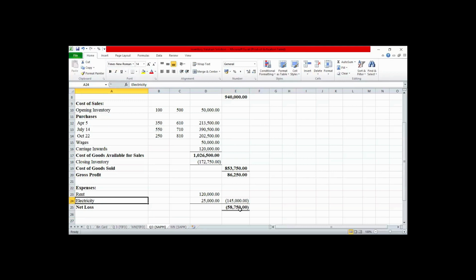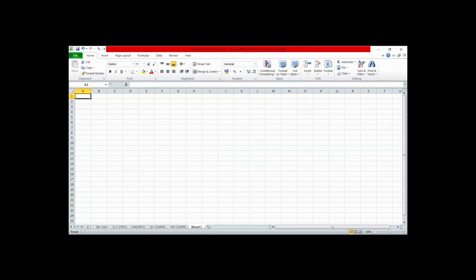So my question is, why do we have to add wages and carriage inwards to purchases for us to arrive at the cost of sales? They are direct expenses. Okay. The same question they asked in the last class, in my physical class. Let me take the opportunity to analyze this for you. Is it clear? Okay.